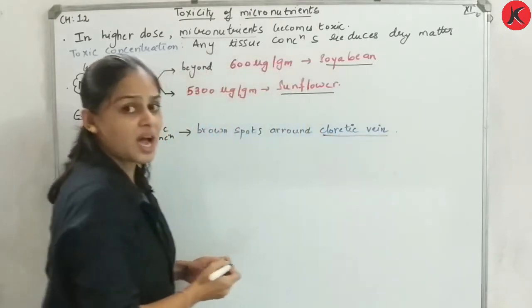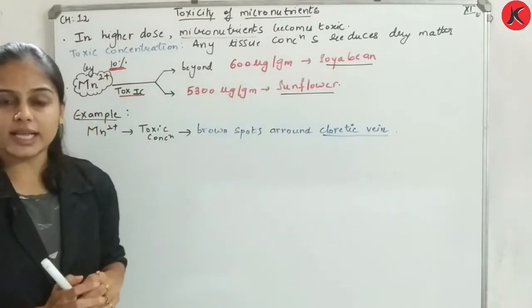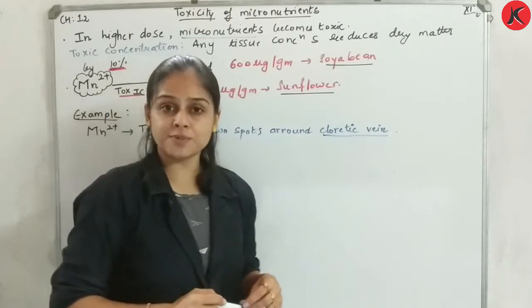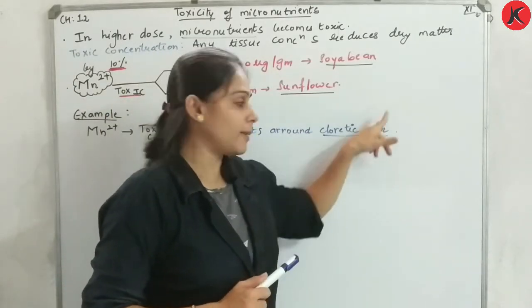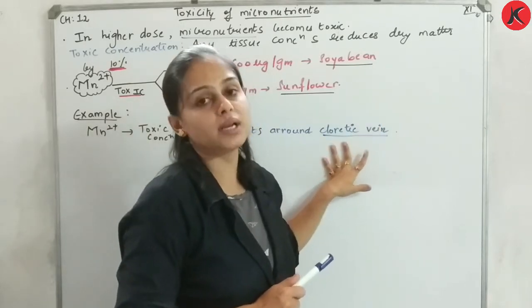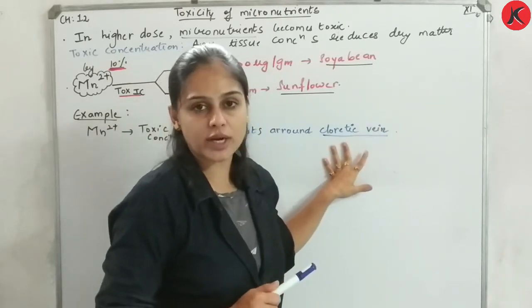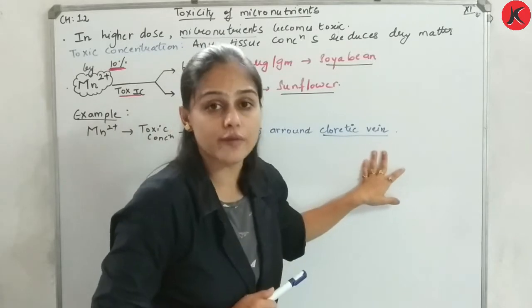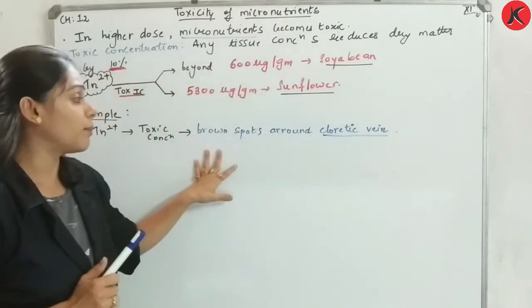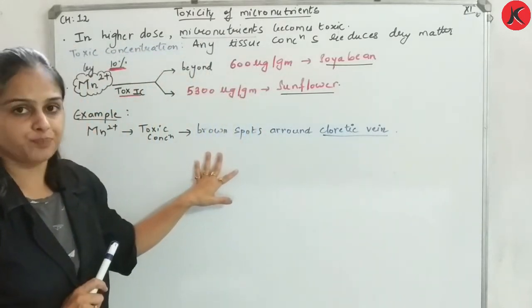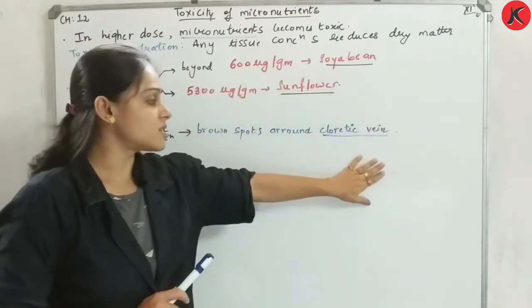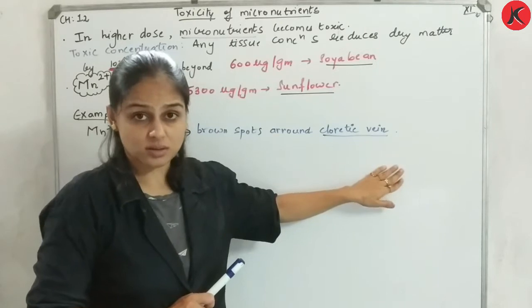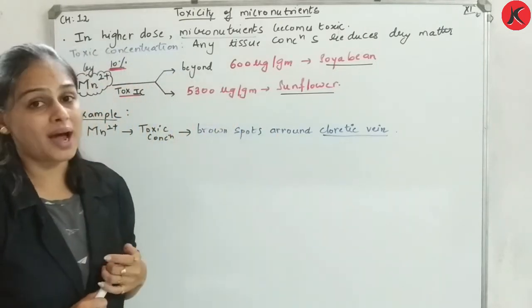Now what is chlorotic vein? आपको अच्छे से पता है. If I am talking about leaf, leaves have your midribs, veins and veinlets, right? Chlorotic vein मतलब जो vein में chlorophyll ना हो. That is what I mean by chlorotic vein. Okay? उसके surrounding brown spot आ जाता है. This is toxicity symptom, I can say.